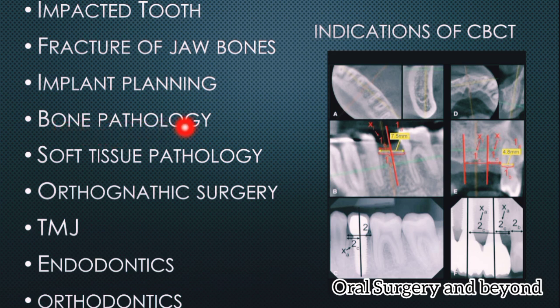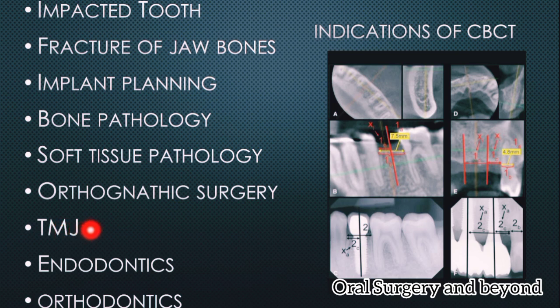Then for bone pathology and soft tissue pathology like radicular cyst, ameloblastoma, dentigerous cyst, odontogenic keratocyst, or facial asymmetries, bony growth, fibromas, we can see the exact extent and exact dimensions of the pathology. Then before orthognathic surgery, we also advise CBCT for the patient.